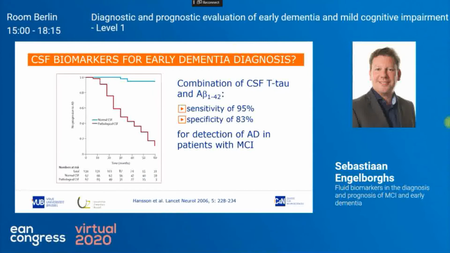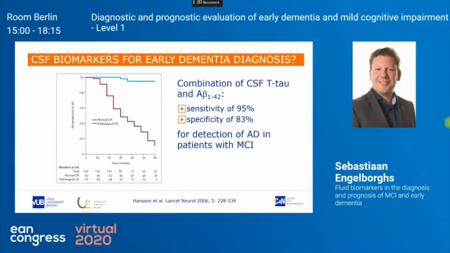The blue curve shows you the patients with normal biomarker profiles. And almost all of them did not progress to dementia. The red curve shows you the subjects with pathological CSF, pathological biomarker profiles, and almost all of them developed dementia during the follow-up period of 5 years.